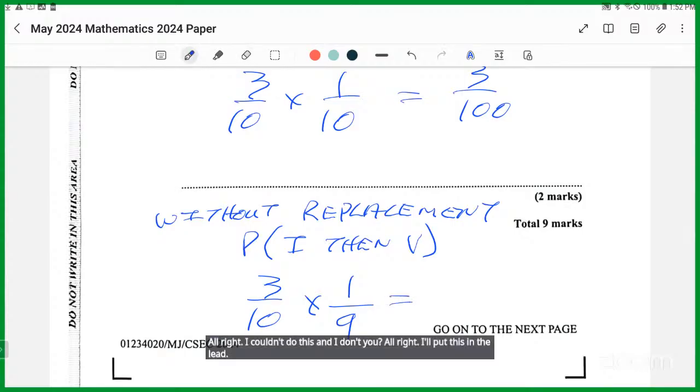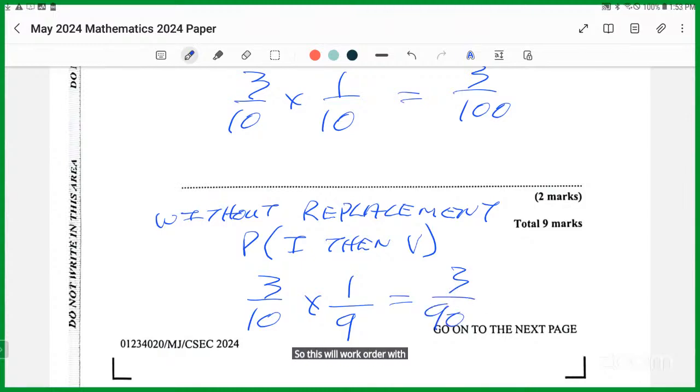So this would work out to be 3 over 90 without replacement. This will be 3 out of 90 without replacement. Anybody else have a problem understanding this?